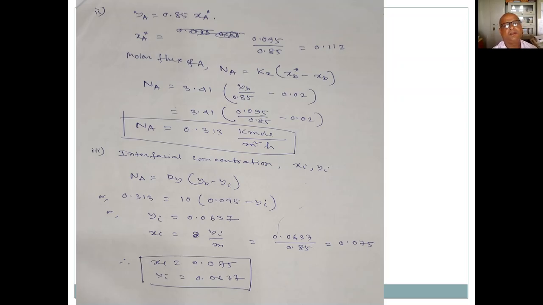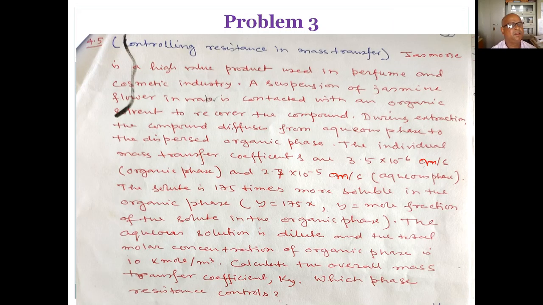So here we have calculated the overall mass transfer coefficient, flux and intermediate concentrations for the given problem. Third problem: the controlling resistance in mass transfer. Jasmine is a high value product used in the perfume and cosmetic industry. So jasmine is one component which is used in the perfume industry and cosmetic industry.